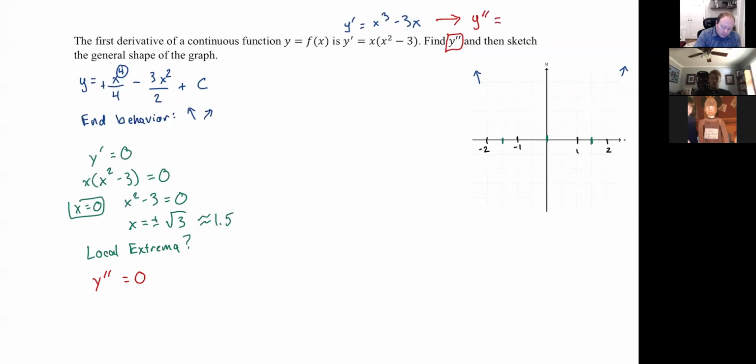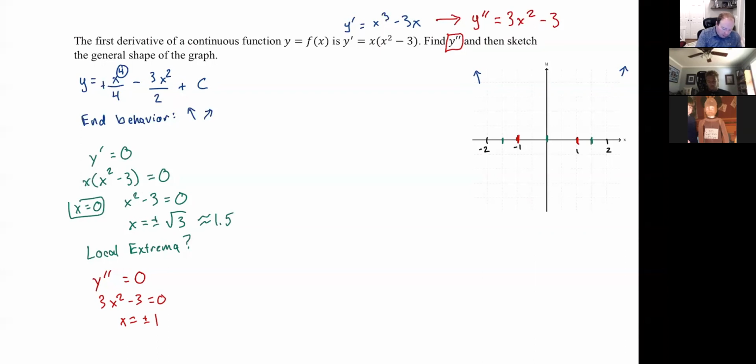So y double prime is 3x squared minus, nope, let's try that again because of multiplication. No, yeah, that was good, 3x squared minus 3. I don't know where I was thinking there was a 2 there. Anyway. So let's now set 3x squared minus 3 equal to 0. Add 3, divide by 3, take the square root. Again, some fairly straightforward algebra. You get x equals plus or minus 1. So what I now know is at plus or minus 1, these are possible points of inflection.